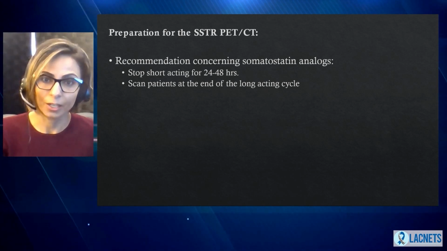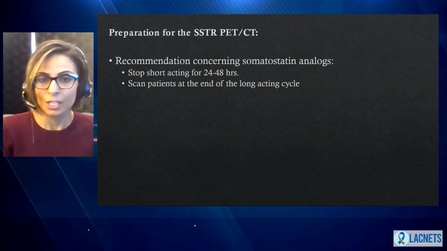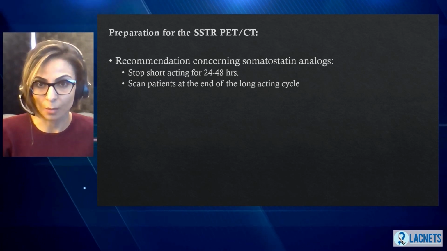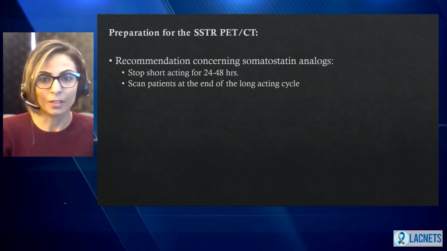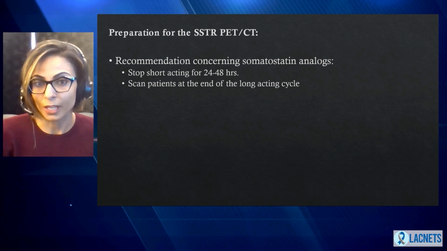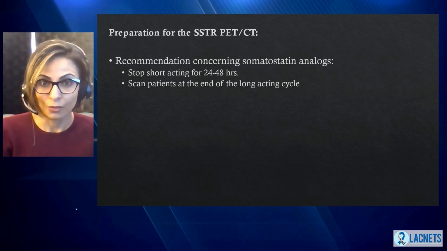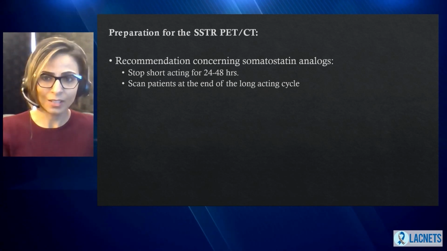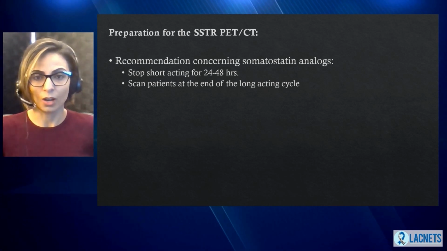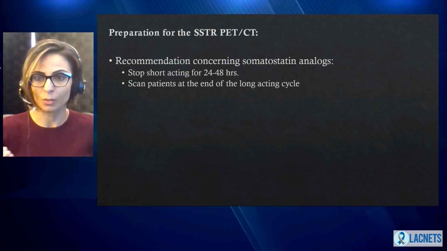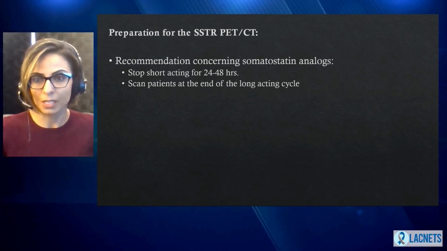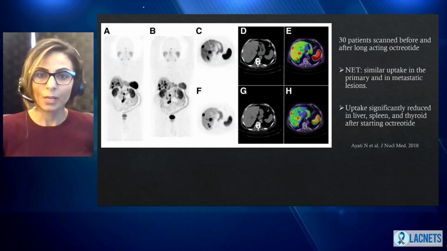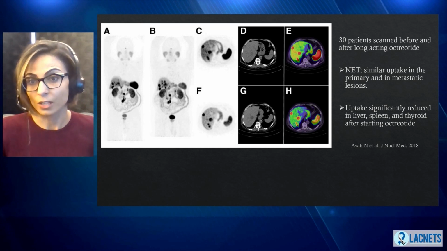So how do we prepare before somatostatin receptor PET? Before you got your PET CT, most probably you were told that you should stop somatostatin analogs: for short acting, 24 to 48 hours, or for long acting, doing the scan at the end of the cycle. So is this necessary though? The idea behind that is that we don't want the octreotide to compete for the somatostatin receptors. If they compete, they're going to block some of these receptors, so our imaging won't be as good. But in fact, studies show that that's not really the case.